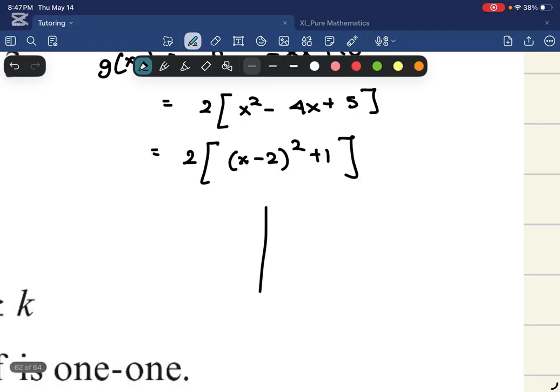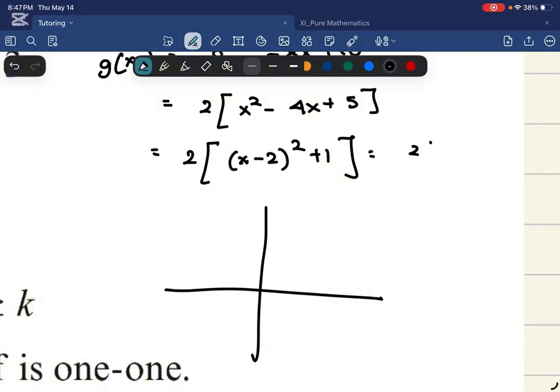So if I draw the graph, first let me multiply by 2 inside. So 2x minus 2 squared plus 1. So it's concave up. I know where the vertex is. It's at 2 comma positive 1, right? So this is 2 comma positive 1 and concave up. So my graph looks something like this. And we are given x is bigger than or equal to positive 3.